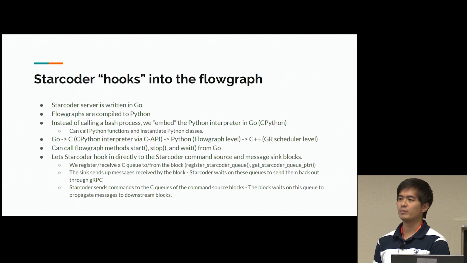And this level of flexibility lets us access the flow graph blocks directly, which we do to let Starcoder hook in directly to the flow graph, particularly the Starcoder Command Source and Message Sink blocks. So what we do is before starting a flow graph, we register a C queue to each message sink and retrieve a C queue from each command source. So in the case of the sink, it pushes messages received by the sink on the queue and Starcoder waits on these queues to send them back out through gRPC. In the case of the source, Starcoder sends commands to the C queues of the command source blocks. So the block waits on this queue to propagate messages to downstream blocks.